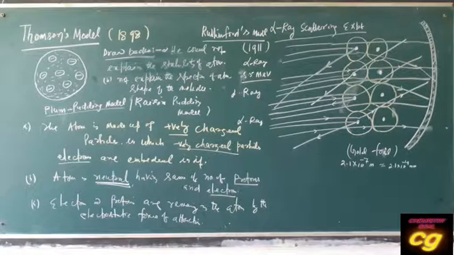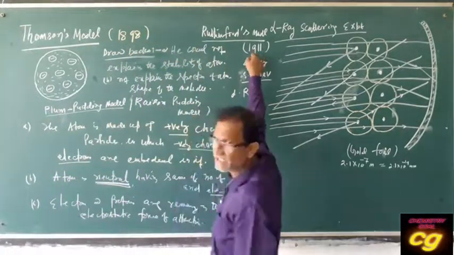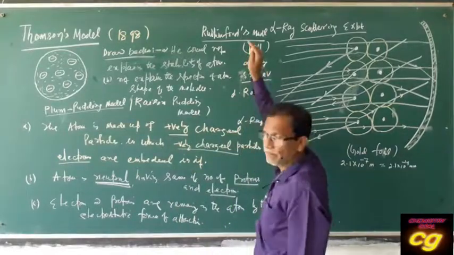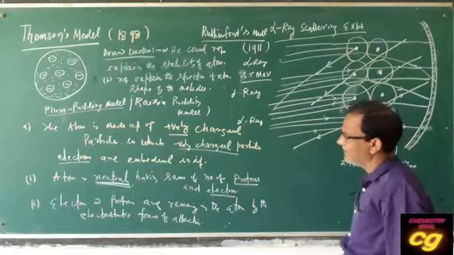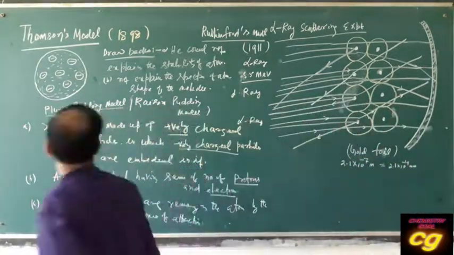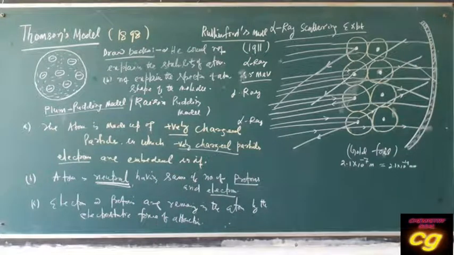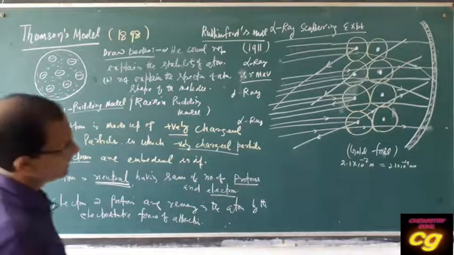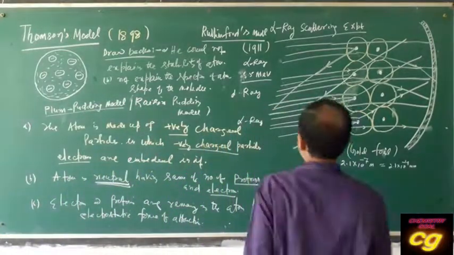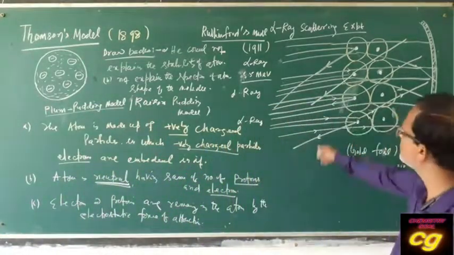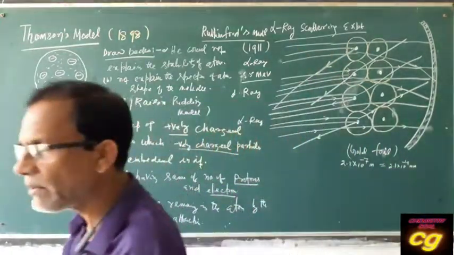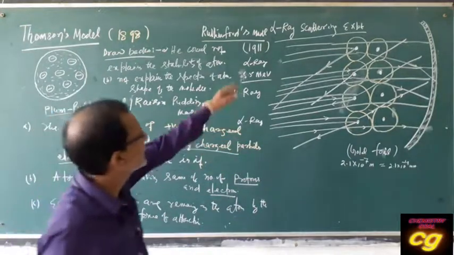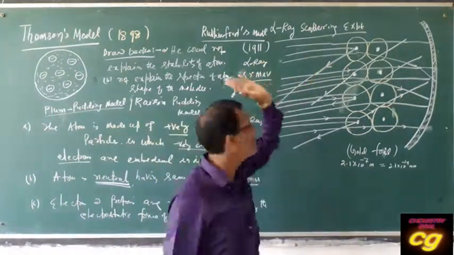Just after 12 or 13 years, he made this model, Rutherford's model. In Rutherford's model, Rutherford studied the structure of the atom by using an experiment. The name of the experiment was the alpha ray scattering experiment.